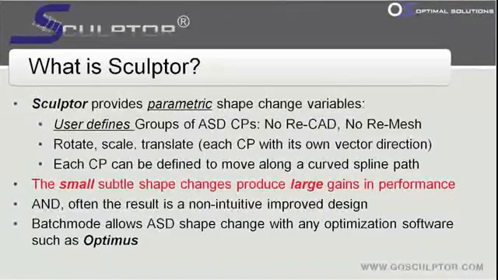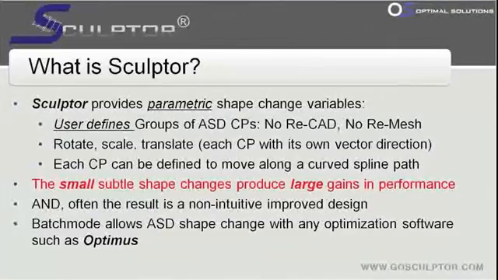Sculptor provides the parametric shape change variables where the user defines his own group of these ASD control points, but allows him to change the shape without going back to CAD to remesh. So it saves a lot of time by operating on the mesh rather than in the CAD. You can define variables to rotate, scale, or translate groups of control points where each control point will have its own vector or curved spline to move.